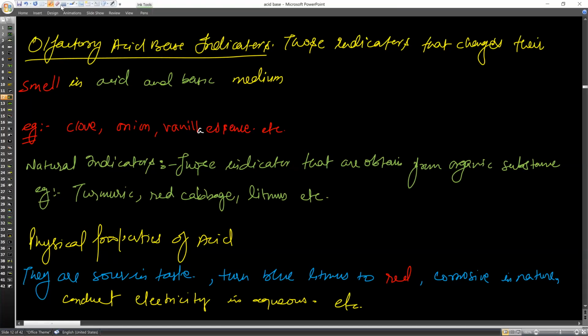Moreover, there are some natural indicators also, for example red cabbage, turmeric and litmus. They change their smell when added to acidic or basic medium, so they are also called olfactory indicators. So please note it down fast.